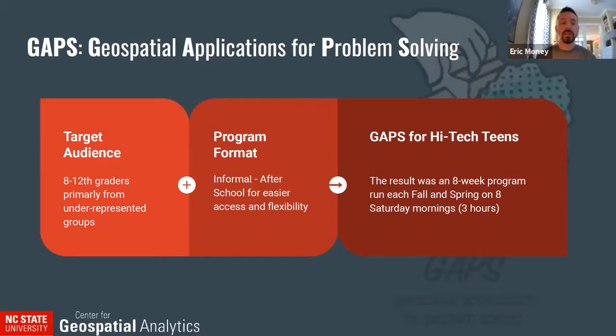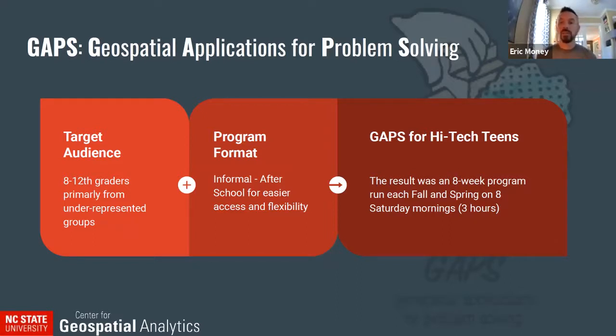And so we looked at 8th through 12th graders, primarily from underrepresented groups. The program format, we decided, there's lots of work in both the formal K-12 space as well as informal spaces, whether that's after-school programs or summer camps or museum camps, those types of things that are more informal settings.